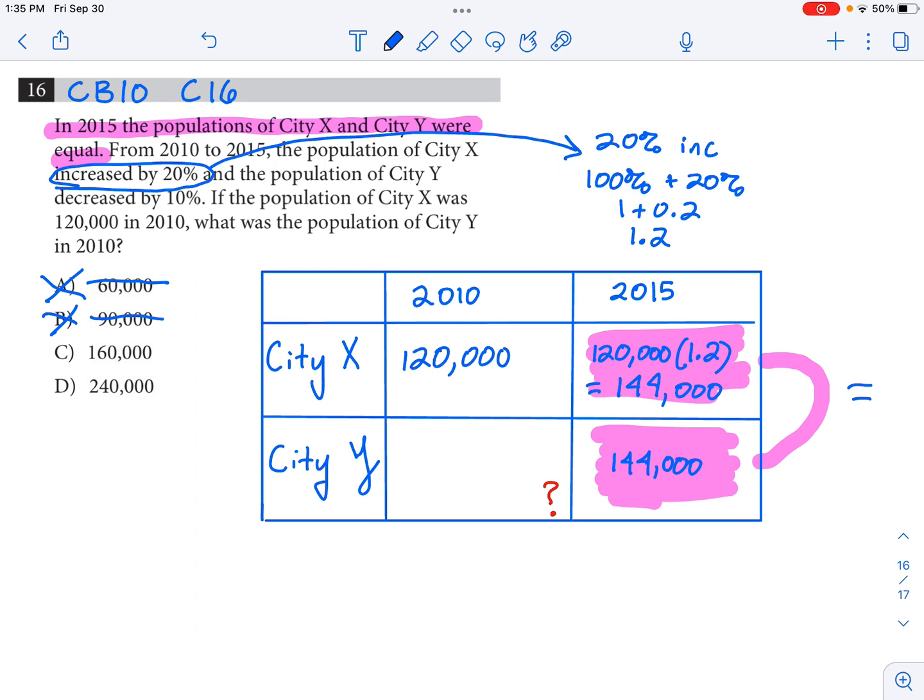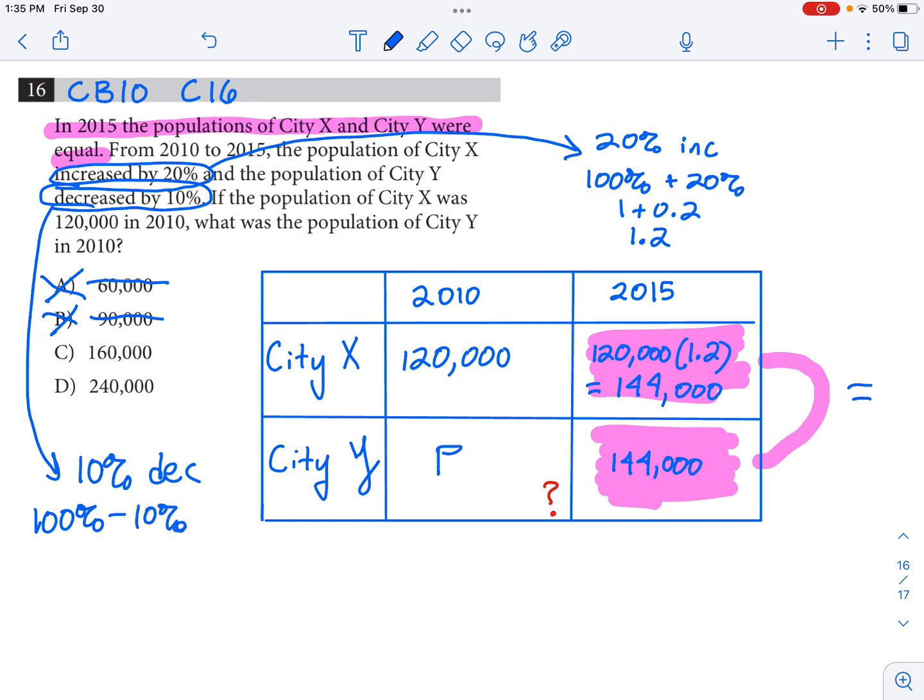So for city Y, let's say its population is P in the year 2010. Well, how do we get from 2010 to 2015? We know we have that 10% population decrease. A 10% population decrease is the same as saying that after 5 years, we're going to have 100% of our original population minus the 10% that we lost because they moved to other cities or something. Now, as decimals, this is 1 minus 0.1 or 0.9.